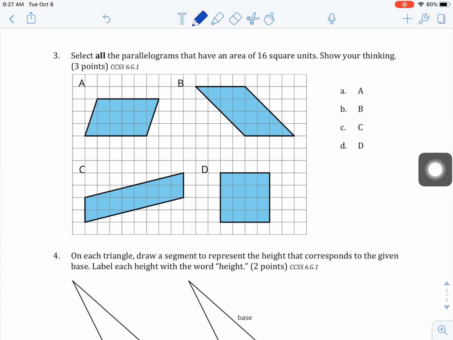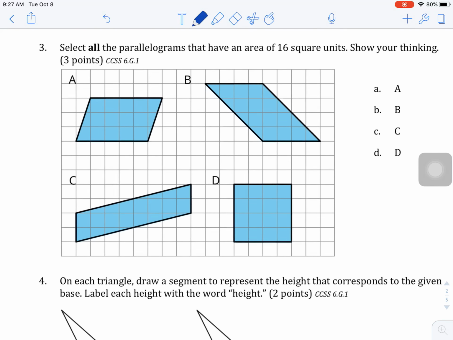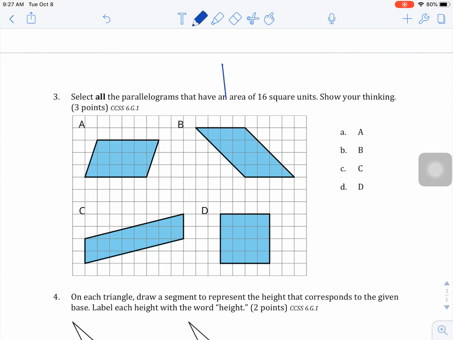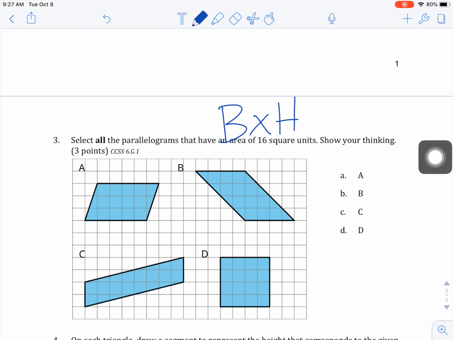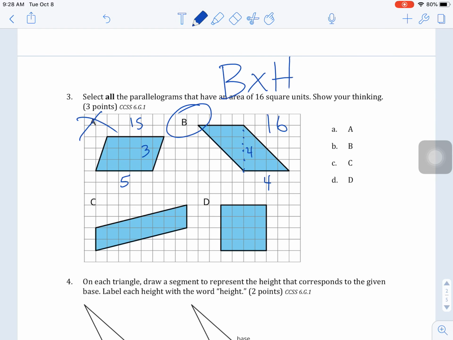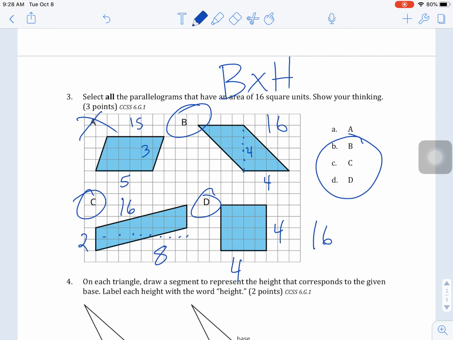All right, moving on. So this one, select all parallelograms that have an area of 16 square units. Again, you need to keep in mind, for a parallelogram, you find the area by doing base times height. So if you count the bases and heights, this one is a 5 by 3, which is 15, so that doesn't work. This one is a 4 by, remember, count straight up, 4, so that's 16, so that one works. C is a 2 by, if you count all the way up, 8, which is 16, so that works. And then lastly is a square, which is 4 by 4, that equals 16. So that should be B, C, and D.